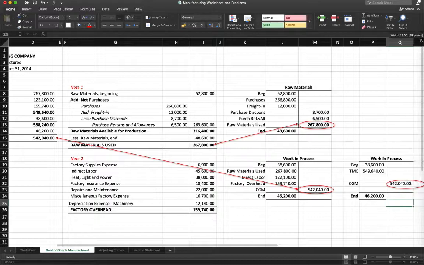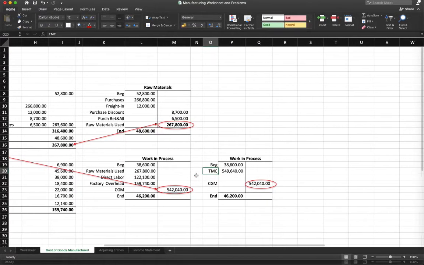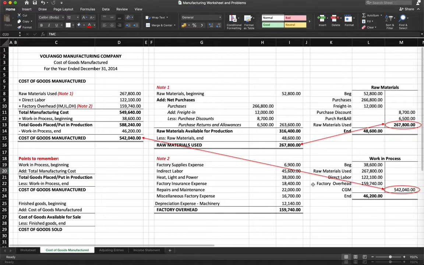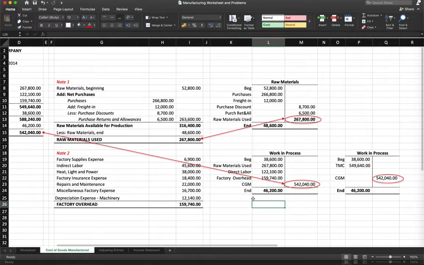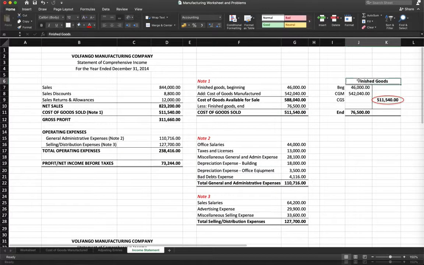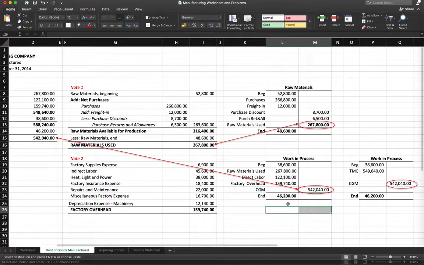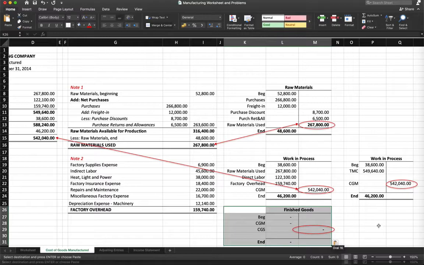Okay? So, alam niyo TMC, total manufacturing cost yan. Ngayon, ito pa. Gawa naman tayo. Paano pag finished goods naman? Ito yung, actually, ito din yung finished goods. Pag cost of goods sold naman ang hinahanap, ito naman yung T account.